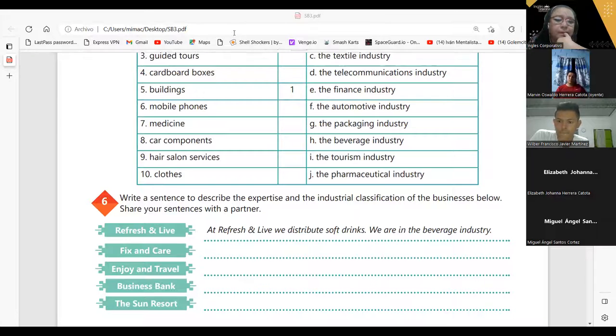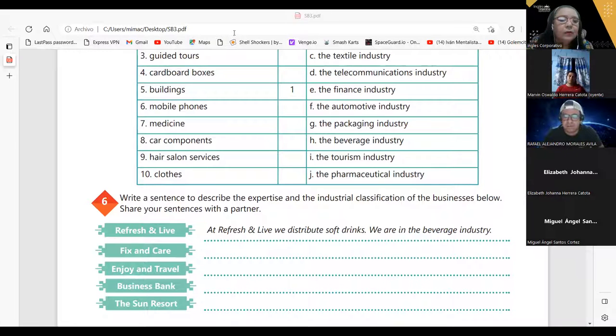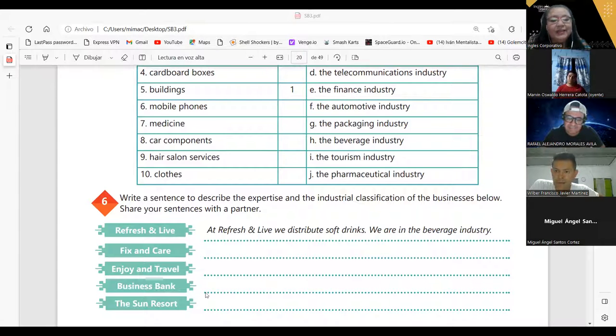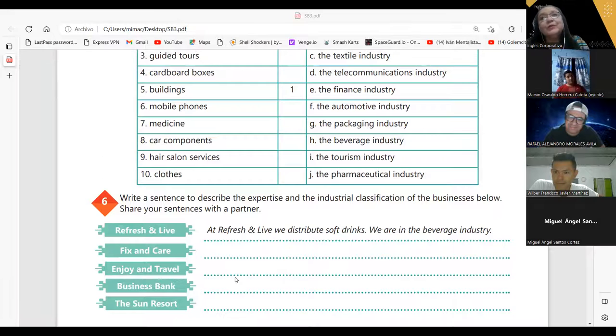Okay, number four, at business bank, we multiply money. We are finances industry. And number five, at the Sun Resort, we care body. We are the beauty and personal care industry. Okay, because in the resorts there are also spas. Remember that resort is a kind of synonym for hotel. Thank you.